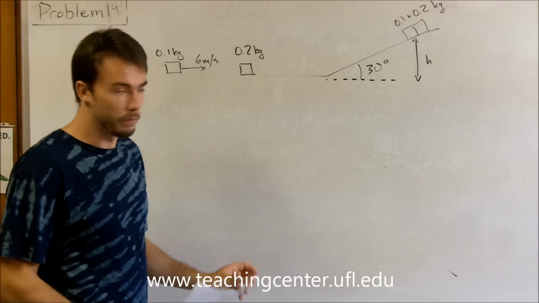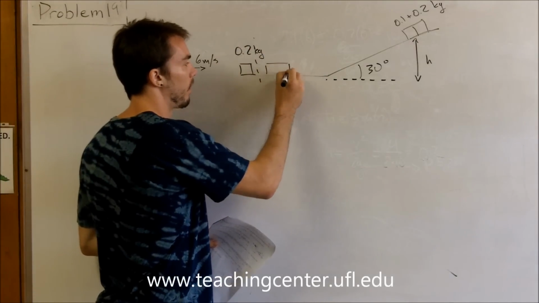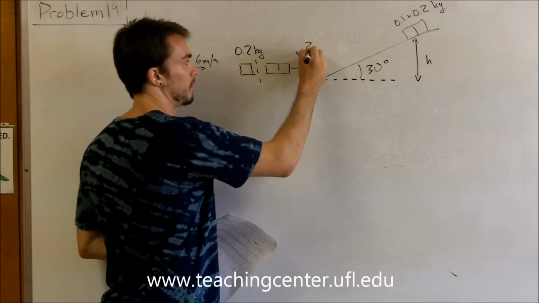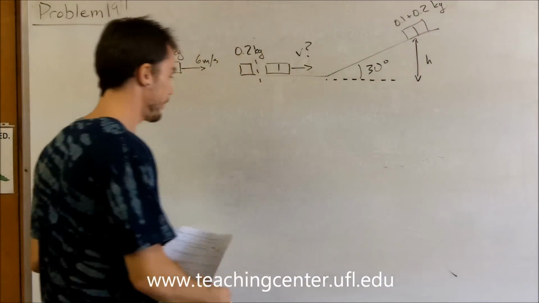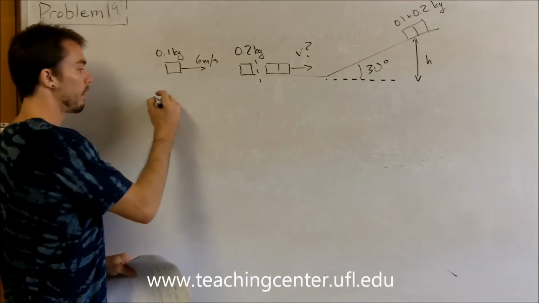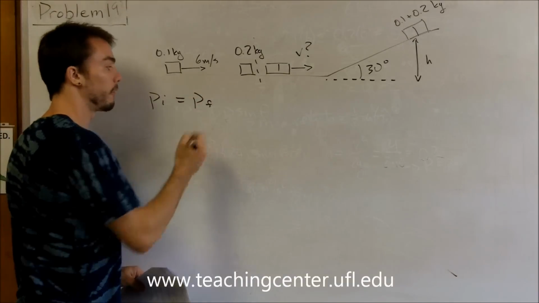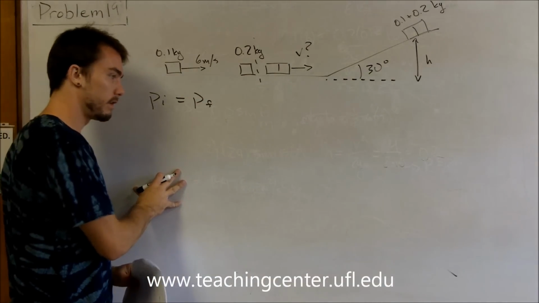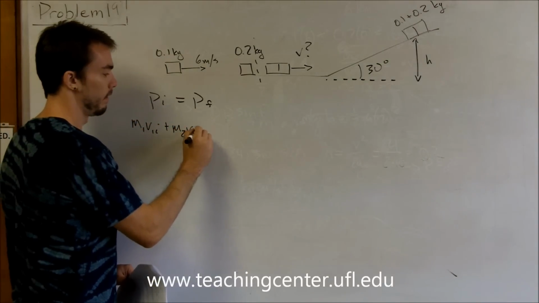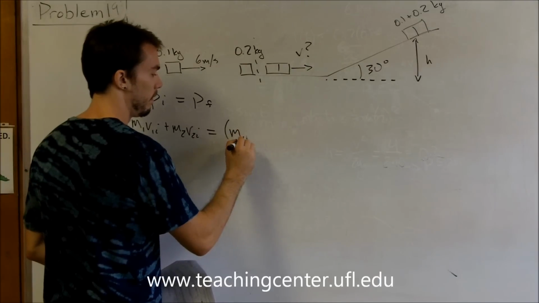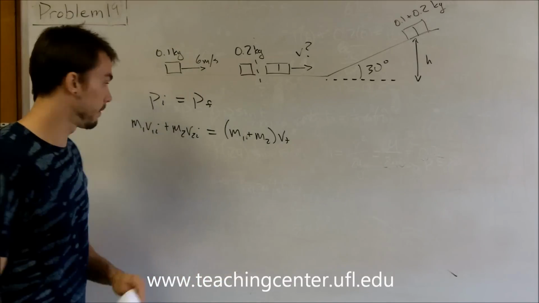So our basic approach to this problem is we're going to use momentum to figure out how fast these two blocks are moving right after the collision. Then that velocity is going to tell us how high up the ramp it goes. So to figure out this velocity right here, we use our momentum equation where we say our initial momentum is always going to be equal to our final momentum. Now in an inelastic situation, that's going to be m1 v1i plus m2 v2i is going to be equal to m1 plus m2 times our one final velocity because they're stuck together.